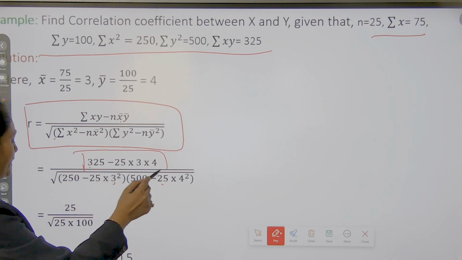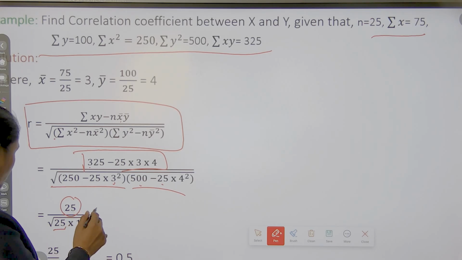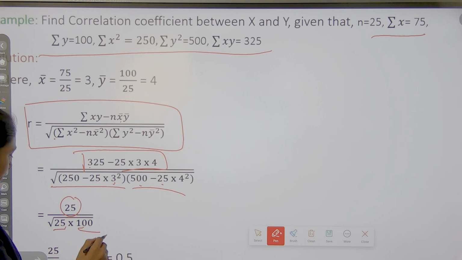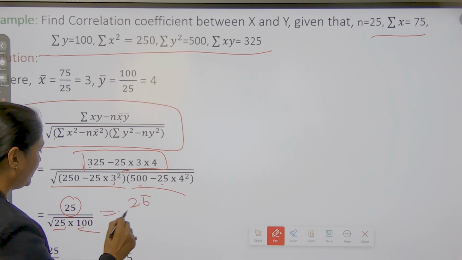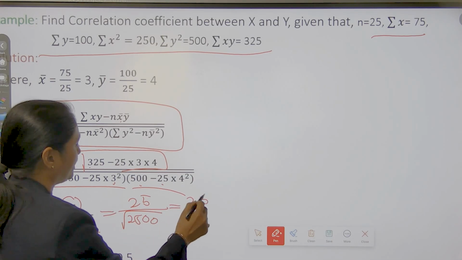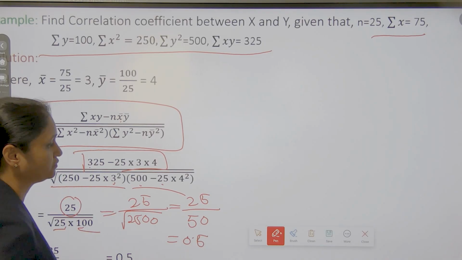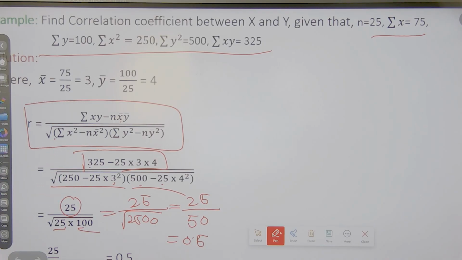So this total is 25 and this is 25 and this is 100. So it is 25 upon square root of 2500, and this is equal to 25 upon 50, that is 0.5. So the correlation coefficient r is equal to 0.5. Again this is the positive correlation.